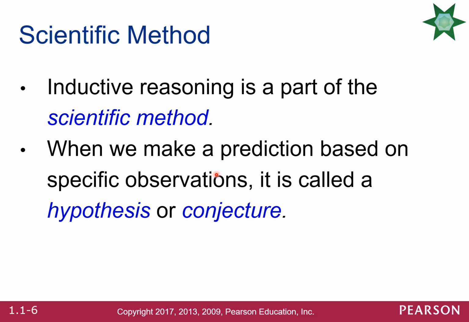Now, when we make generalizations, when we make predictions based on specific observations, it's also called hypothesis or conjecture. All right, so we will be using the word conjecture later on in some of the question problems that we will work on. So it's important to know the meaning of conjecture. So when we make a broad generalization based on patterns identified among specific cases, we call that a conjecture or also a hypothesis, right?